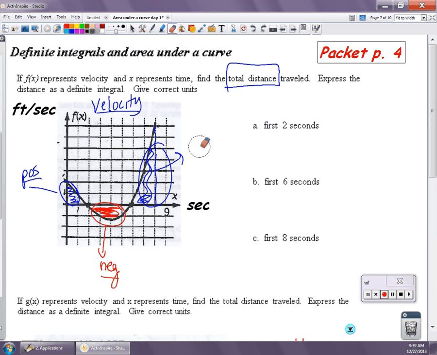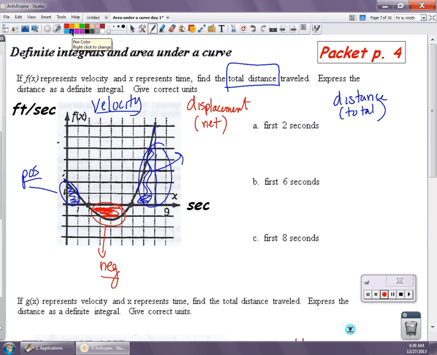So I'm going to make two columns here. On the left-hand side, I'm going to work with displacement. Displacement is the net area. And on the right-hand side, I'm going to work with distance. And the distance traveled is total area. There's where that net versus total comes into play. All right, now I'm going to go back over here and I'm going to estimate my areas.